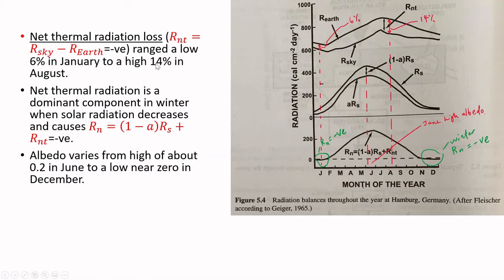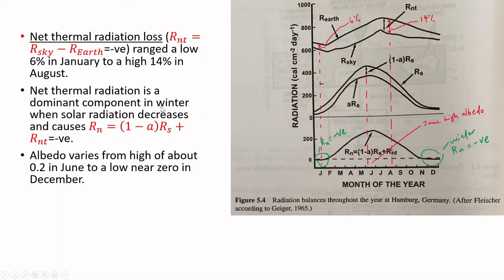That happens in January, but it's as high as 14% in August. Keep in mind that this graph shows the radiation balances throughout the year at Hamburg, Germany. Their case is different because they have four seasons. We don't have four seasons, so our case might be slightly different from theirs. But this is a good example to look at.